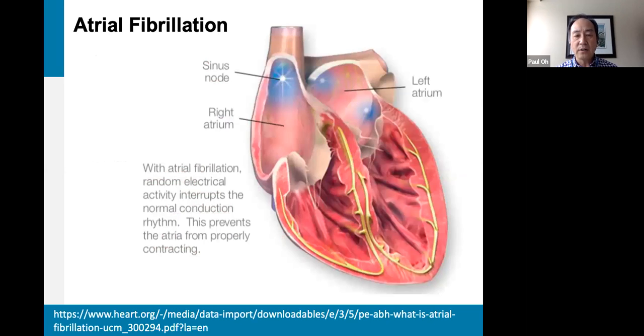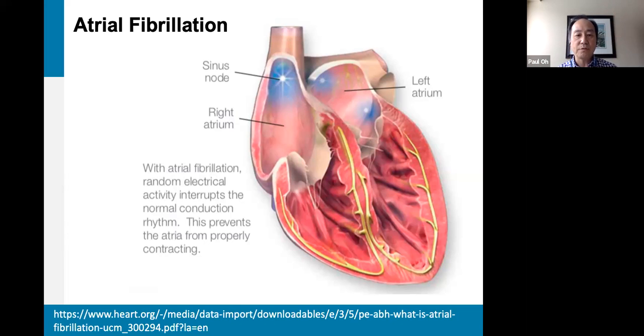What is going on underneath in the heart? So normally, the heart signals start up here in one single spot in the sinus node, and then the electrical signal is transmitted down these electrical cables. So there's very nice coordination of upper chamber, lower chamber, upper chamber, lower chamber, a nice regular kind of rhythm.